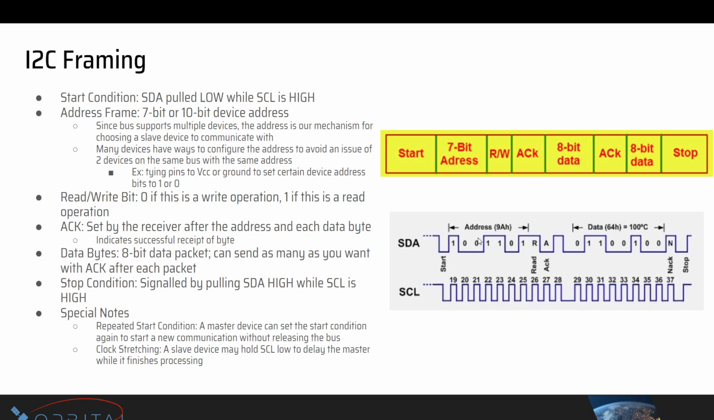So for the frames, usually to start the current packet, you would have the data line pulled low while the serial clock is still high. You can see that in this example: the clock line is still high and the data line is pulled low, and this lets the receiver know that you're starting a new transmission now.